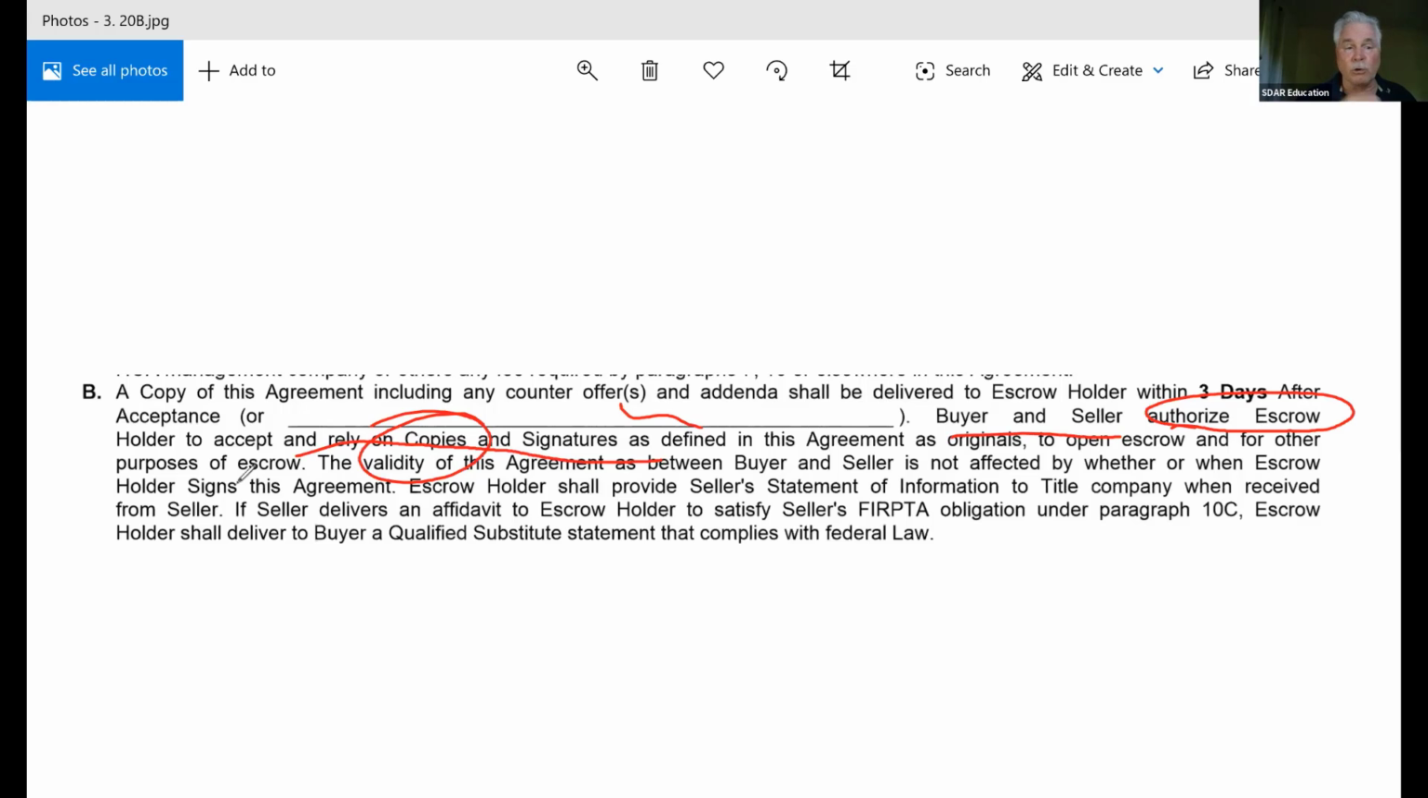In fact, it used to be you could only sue on the original, okay? And signatures as defined in this agreement as originals, okay? All right. So that's, I know you get a little, we'll take you down memory lane here, to open escrow and for other purposes of escrow, okay? All right. Those are some pretty powerful legal terms.